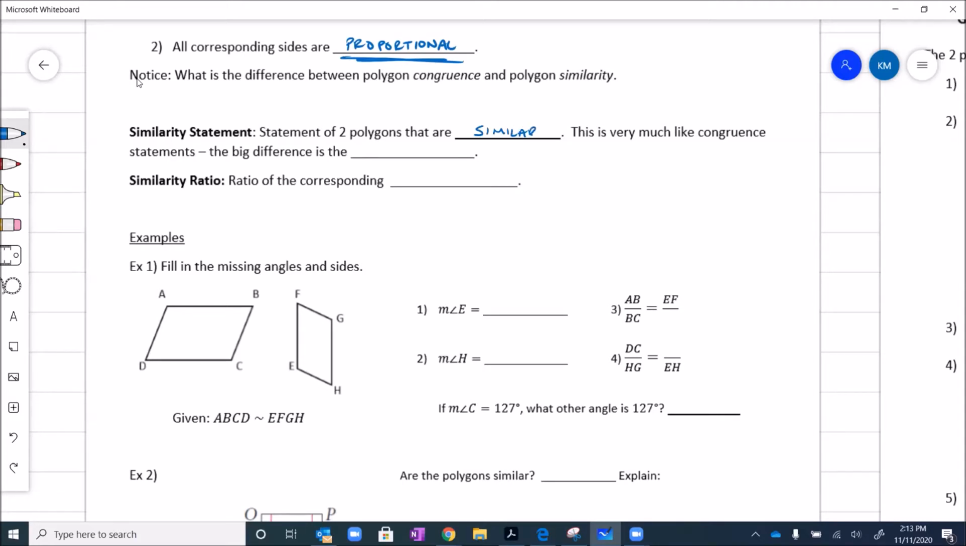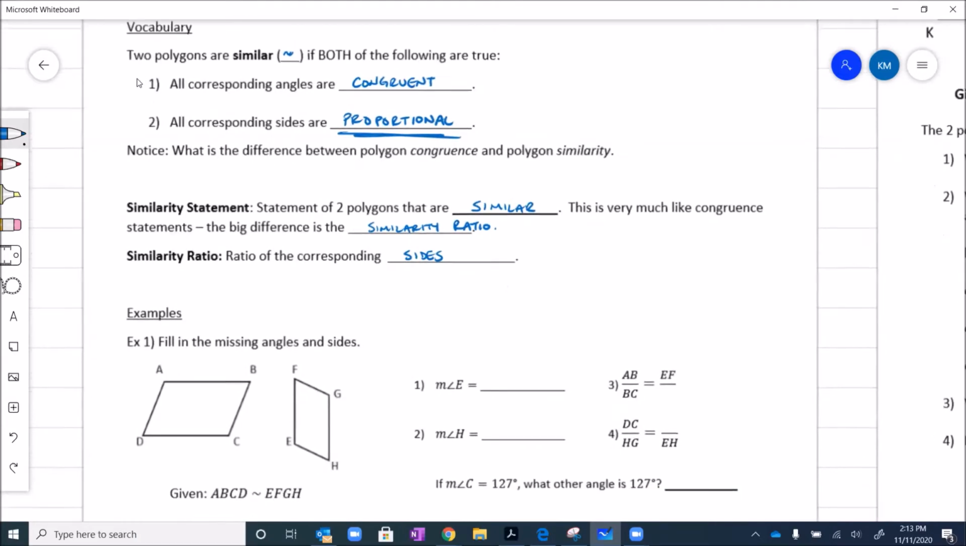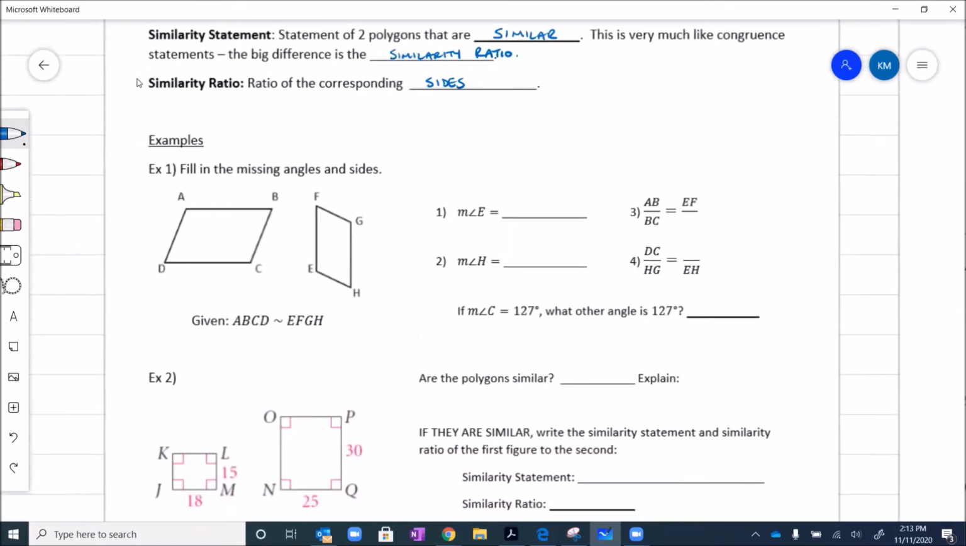This is very much like a congruent statement. The big difference is the similarity ratio. Guess I could have just said ratio. And the ratio is the ratio of the corresponding sides. There would not be a need for a ratio for angles, since corresponding angles are going to be the same. They're going to be congruent. But the sides are not necessarily congruent.